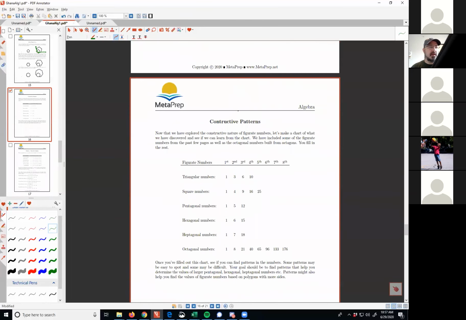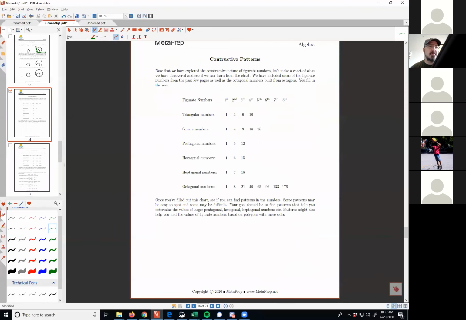And then we can count up how many dots we wind up with, and we can compute the first few of each type of these numbers. So we've got triangular numbers, 1, 3, 6, 10. Help me fill out this grid. What comes after 10? 15. 21. 28. 36.